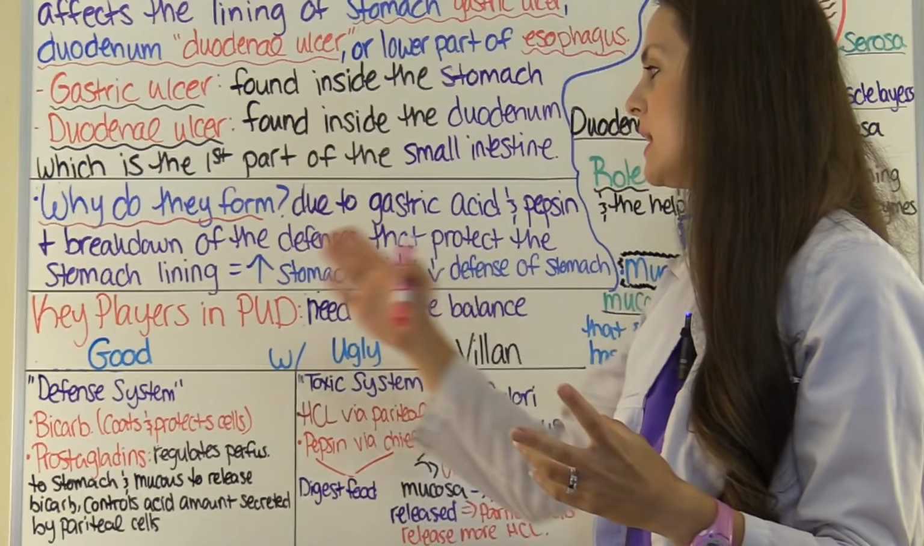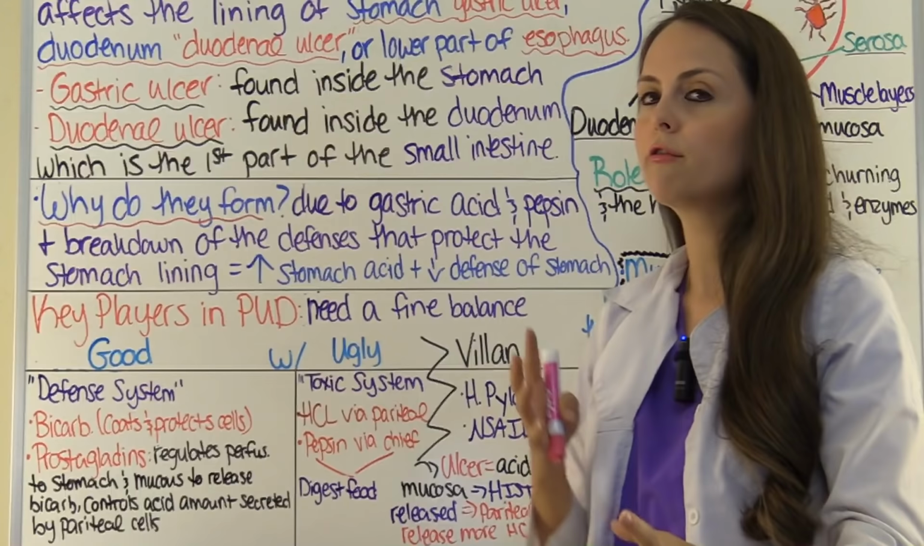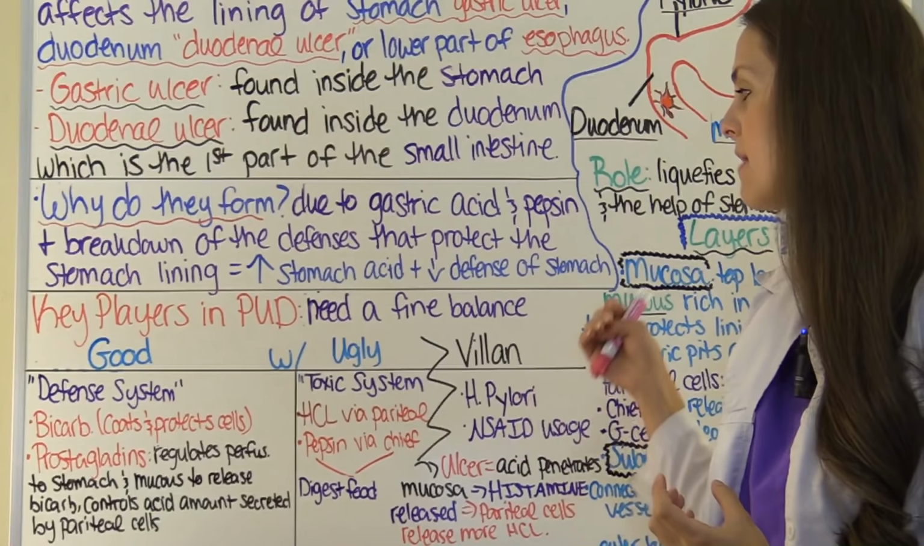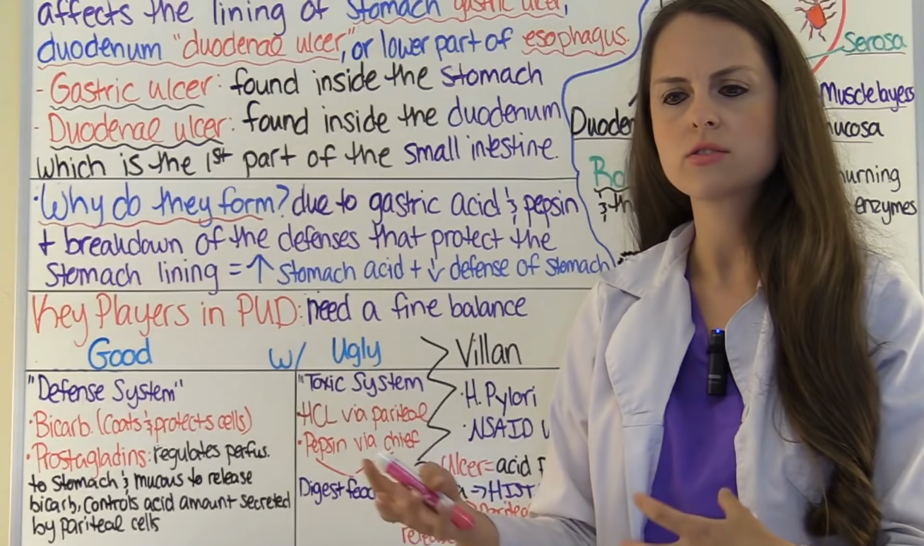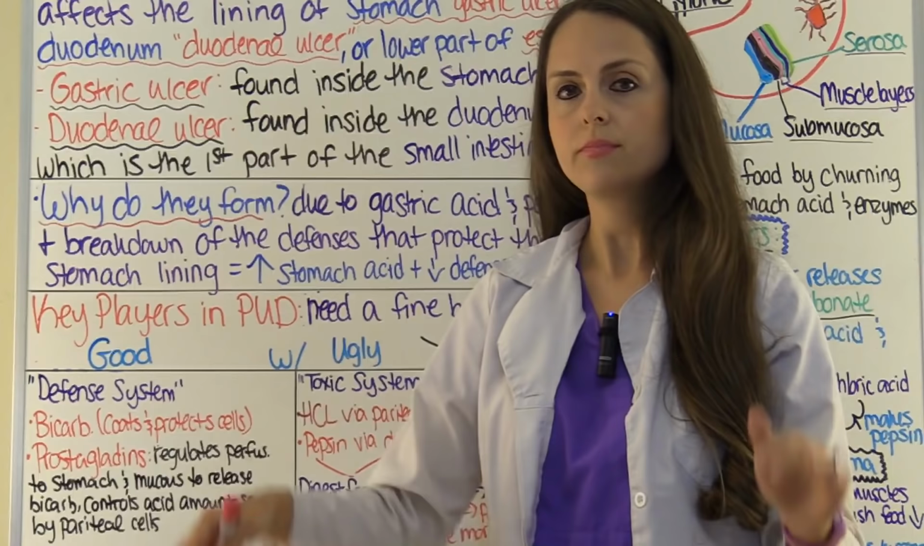And I like to put these players in two different teams, because with the stomach and peptic ulcer disease, you have to have the good with the ugly in order for it to work. The good meaning that nice lining of your stomach that does the defense work of keeping your stomach protected. And then you have the ugly, which is that toxic system that has the digestive juices that we have to digest our food to work along with the stomach and its smooth muscles to digest. So they have to exist together in order to digest food. But there's always this fine balance between the good and the ugly. And if anything shifts that balance, we can get ulcer formation.